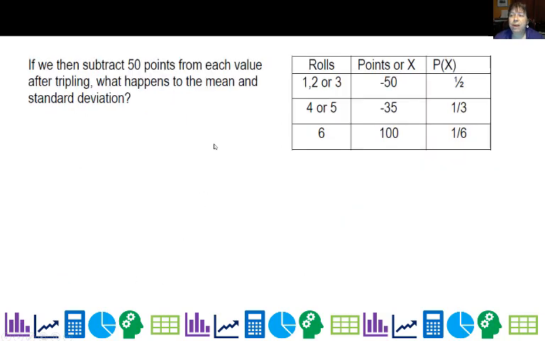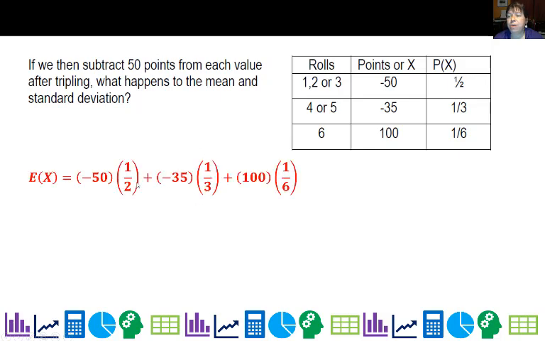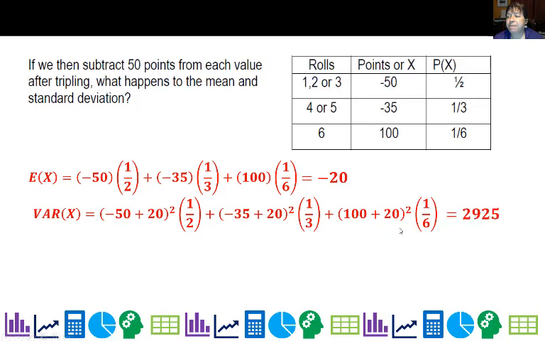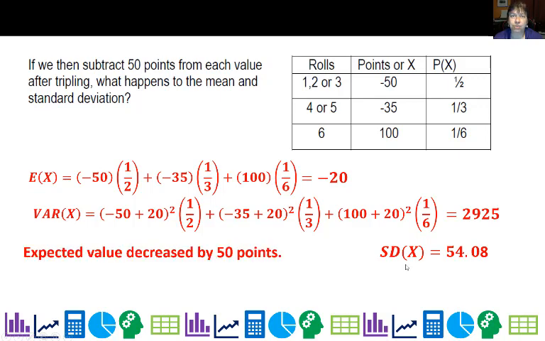Okay, let's subtract 50 points from each value after tripling. What happens to the mean and standard deviation? Now I have these values, going from the 150 point game, and I have minus 20. I find my variance. Hey, that's the same number. Interesting. And my standard deviation is unchanged. My expected value decreases by 50 points because my distribution shifts down by 50 points, but the spread, the standard deviation, remains unchanged because from my smallest to my largest, the spread is still 150 points apart. So there's no real change in the standard deviation.